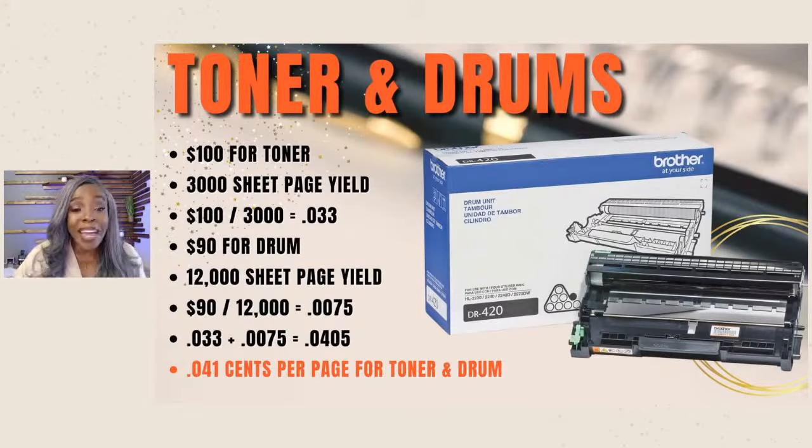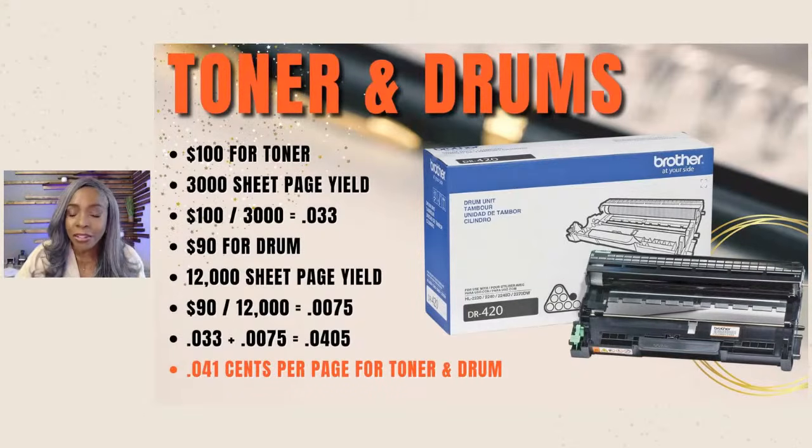Now, let's say we are using a Brother brand printer and it also needs a drum. Let's say the drum is $90, but it gets us a 12,000 sheet page yield. So again, we're going to do the math. That means that our drum is going to cost 0.0075 cents for every page that we print. So we're going to add the toner and the drum number together, and that gives us 0.0405. So it's going to cost us for our toner and our drum about 0.041 cents for every page that we print.